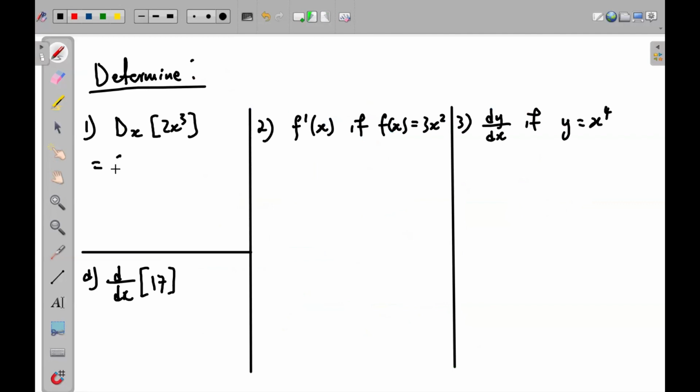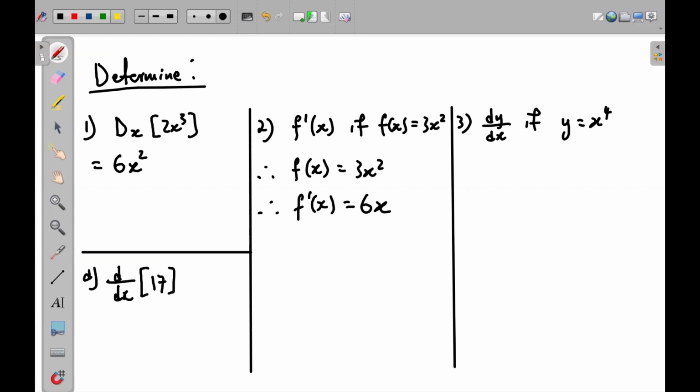3 times 2 is a 6. Subtract 1 in the exponent, you get an x squared. So that's your first derivative. You are done. Number 2, find the first derivative of f if f of x is 3x squared. So again, you know what f of x is. F of x is 3x squared. Therefore, f prime of x is equal to 6x.